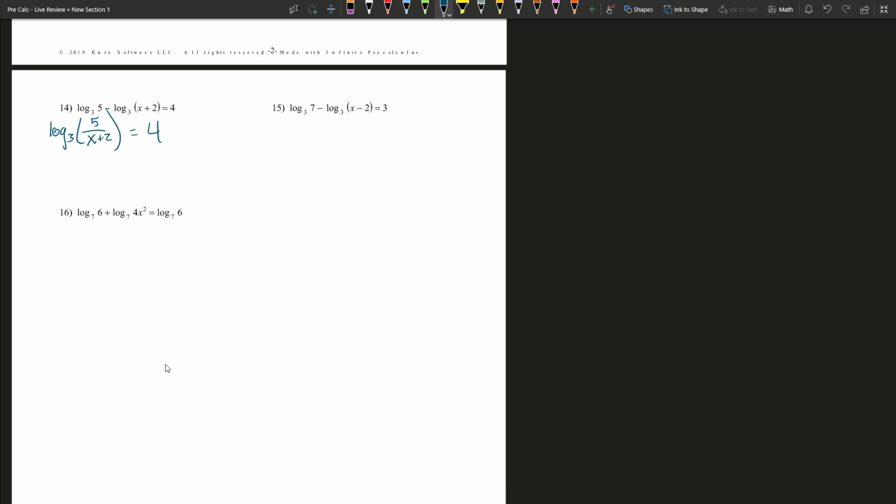Okay. Then, in order to cancel the log base 3, basically everything you see here becomes an exponent of 3. So we get 3 to the power of log base 3 of 5 over x plus 2 is equal to 3 to the power of 4. Again, everything on this line becomes the exponent of 3 on this line. When you do that, the 3 to the power of log 3 cancel. So you're left with 5 over x plus 2 is equal to, I think, 81.